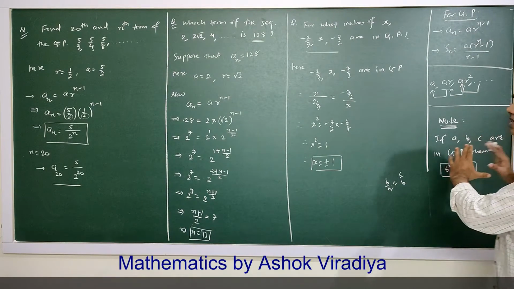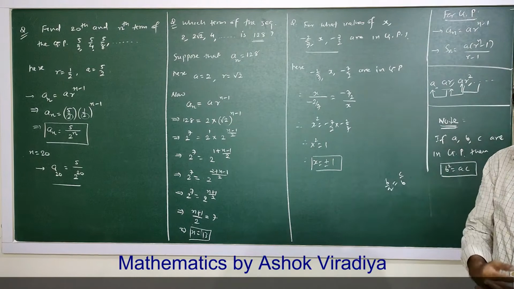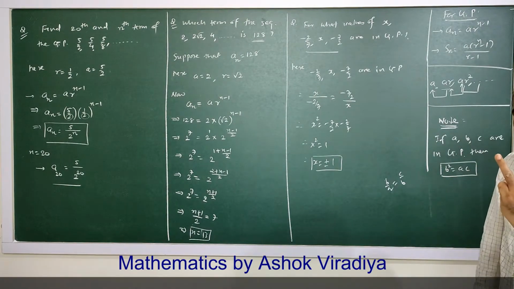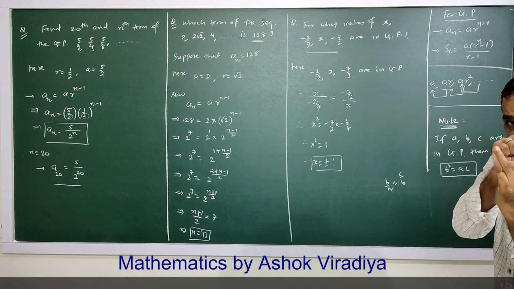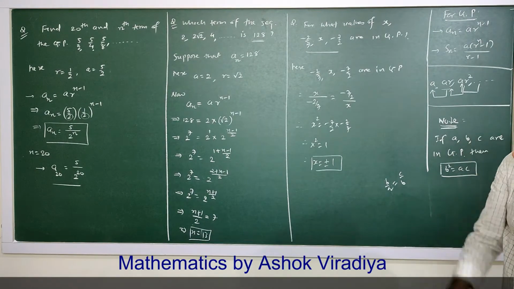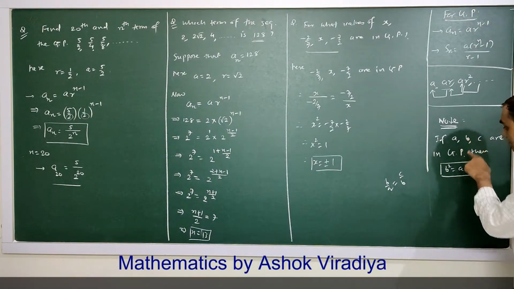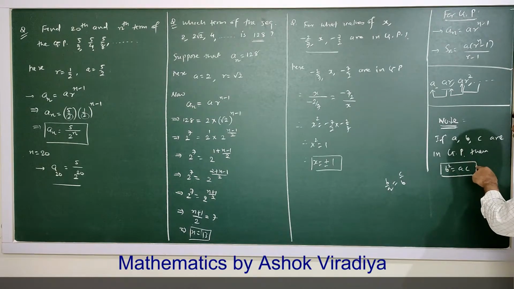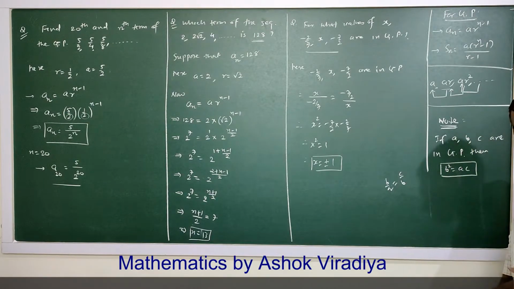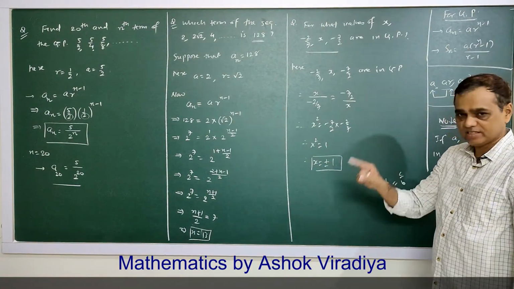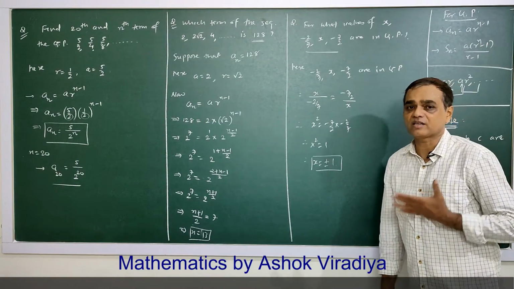And we had a similar result in the case of arithmetic progression. If three numbers A, B, C are in AP, then B is (A plus C) by 2. So this was the average of the first and third numbers. And here the middle number is such that B square is AC, so B is plus or minus root of AC. So this is the result.